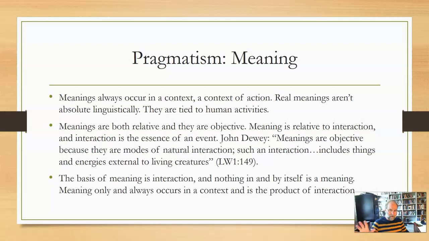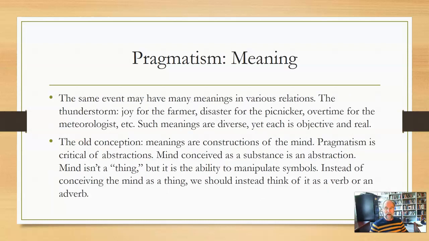Given this, now this may not be clear, but an example here will help. Given this, the same event may have different meanings or many meanings in various relations. For example, consider a single event, a thunderstorm. What does that event mean? Well, it depends on the context of interaction. A thunderstorm may mean joy to the drought-stricken farmer. All right, we got watering the crops. It could be disaster for the picnicker or the golfers or the baseball players. Oh no, we got to cancel the game.